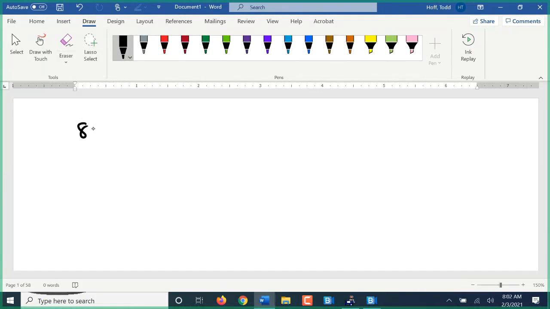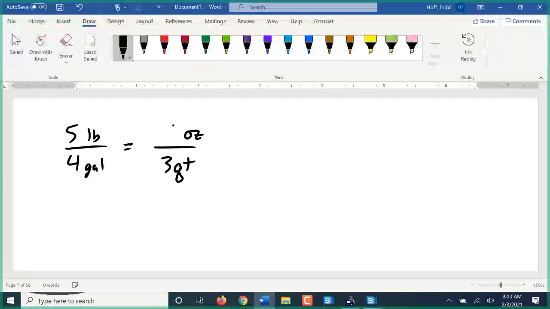So, actually, let's do this. Let's say that we have a mixture, a solution we need to create. We need 5 pounds of this chemical mixed into 4 gallons of water. We want to mix it on a smaller scale. And let's say we want to know how much should be mixed into 3 quarts. How many ounces is it going to take to go into 3 quarts?